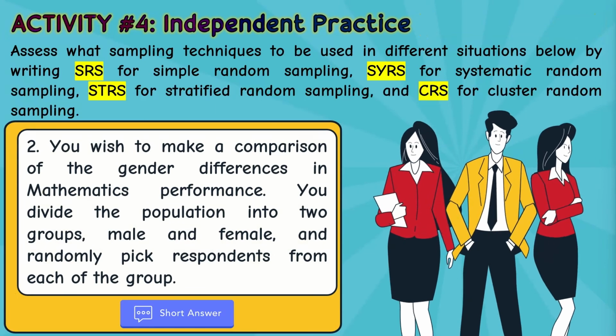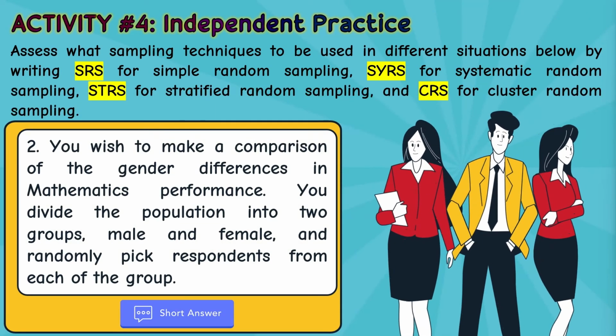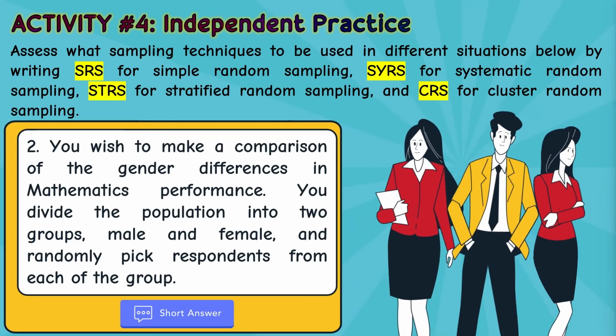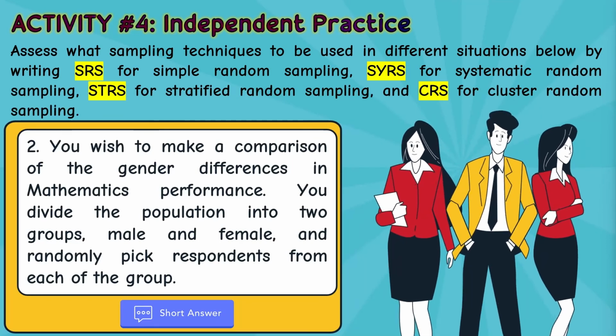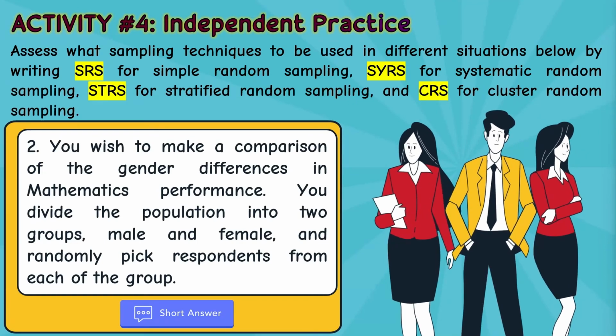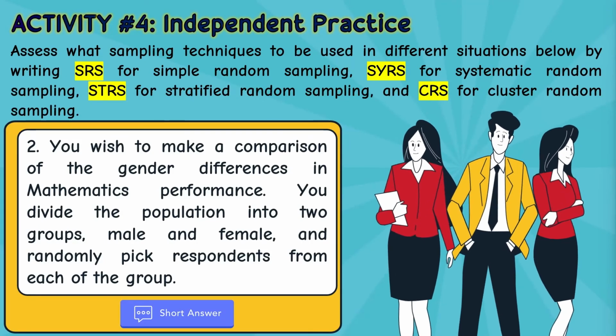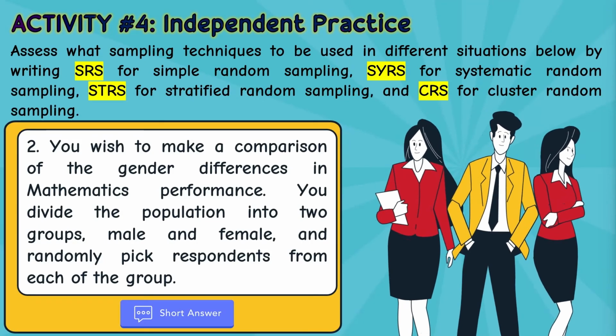Question number 2. You wish to make a comparison of the gender differences in mathematics performance. You divide the population into 2 groups, male and female, and then randomly pick respondents from each group. What is this? Okay, very good answer. The correct answer is stratified random sampling.